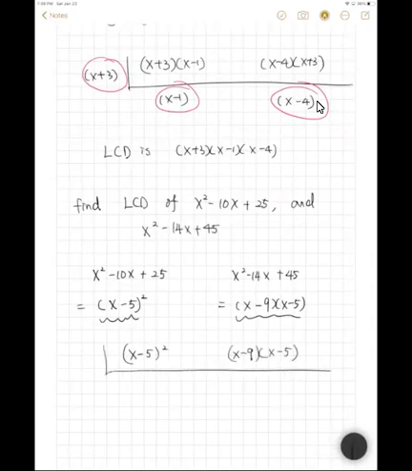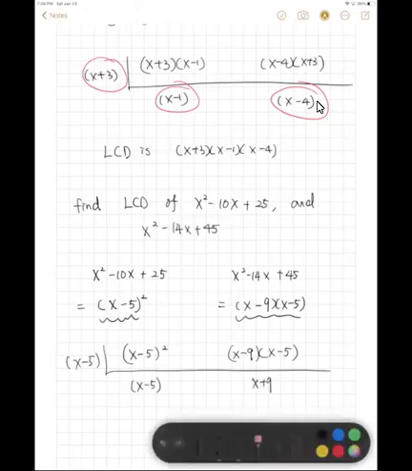Okay, so what's the common factor? Obvious is x minus 5. So after you use x minus 5 squared divided by x minus 5, what you remain is another term of x minus 5, and then x subtract 9, sorry.